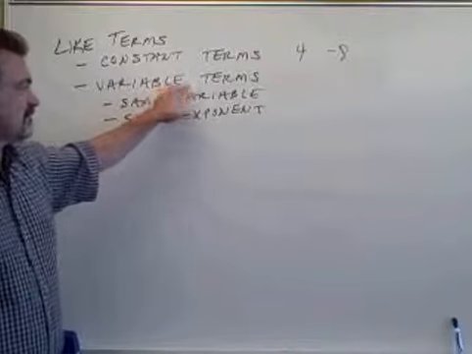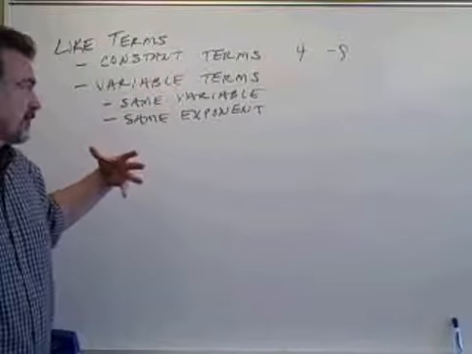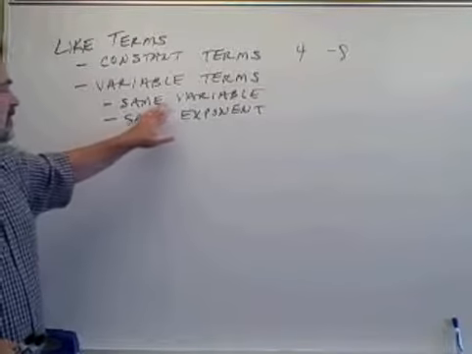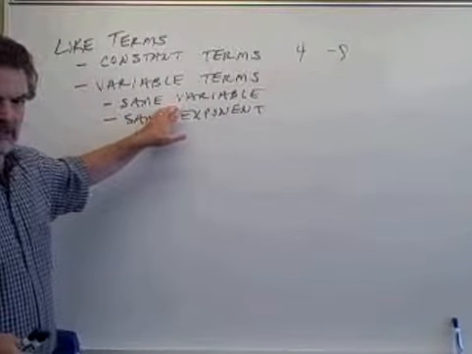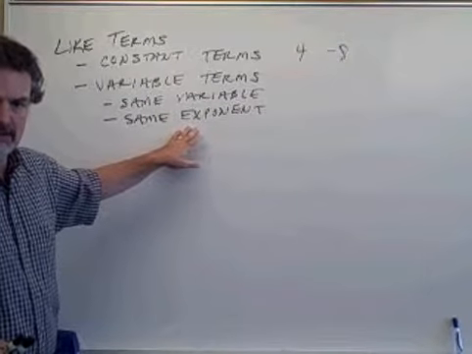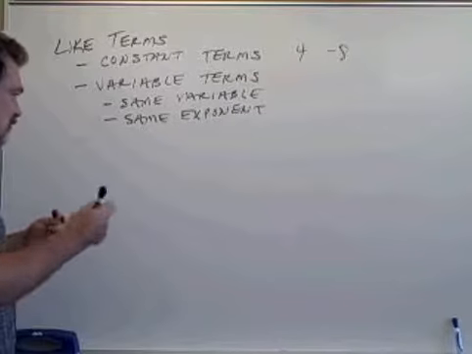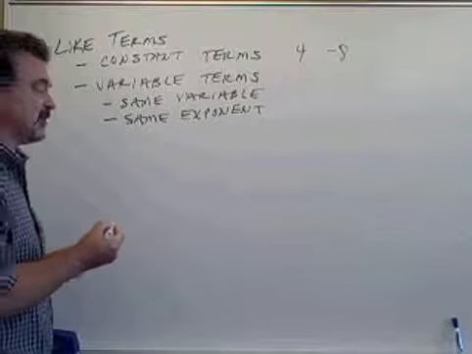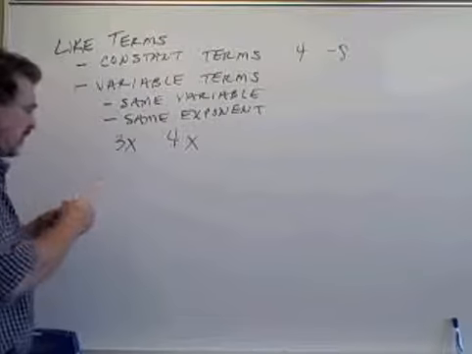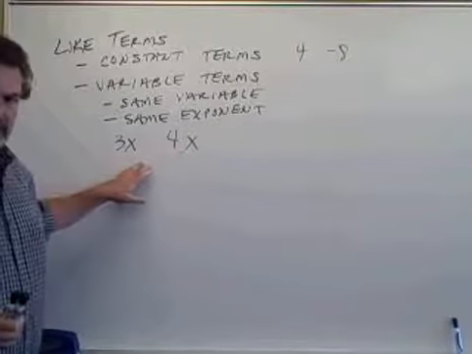If the term has a variable in it, we call it a variable term. And variable terms are like terms if they contain the same variable and those same variables share the same exponent. Let me give you an example of a pair of like terms. This is a pair of like terms.